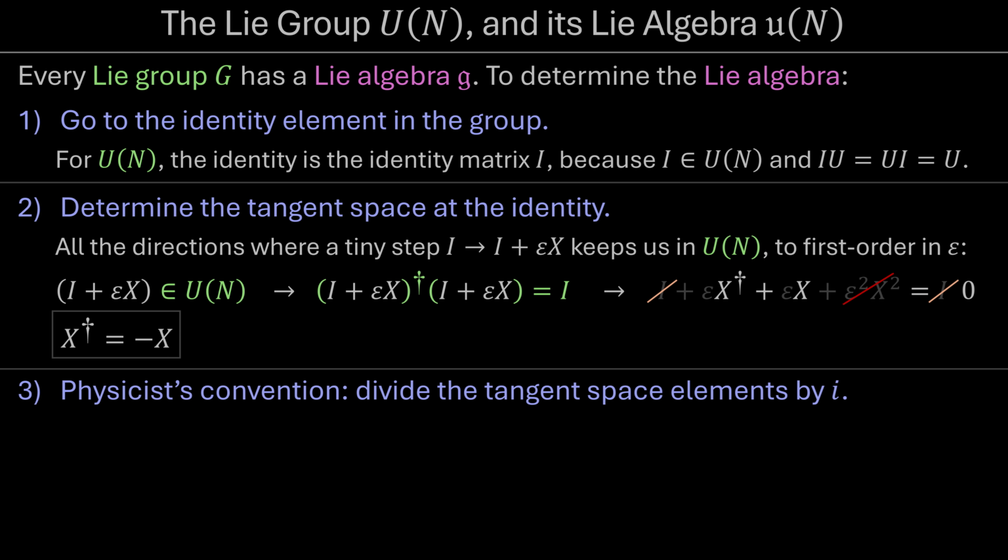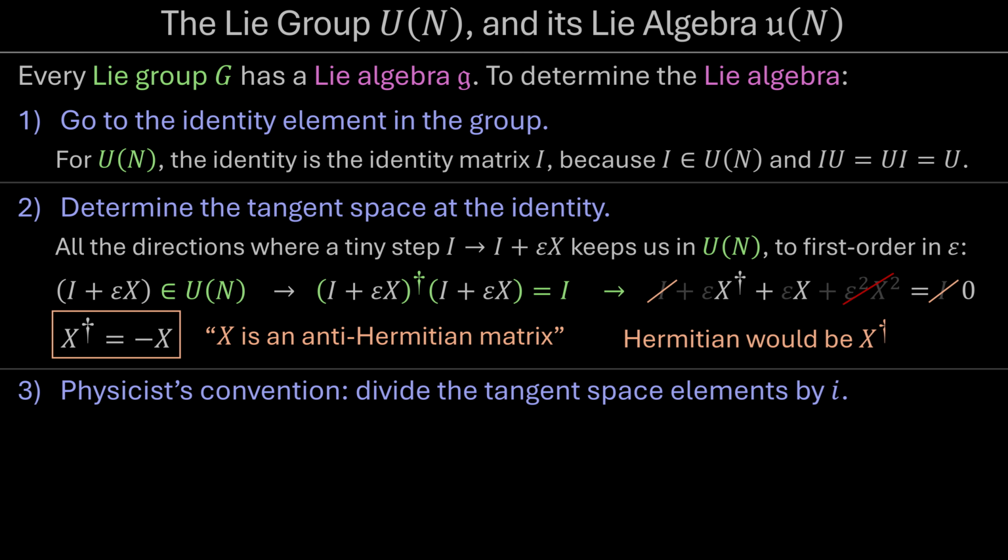Now, the transpose conjugate is often called the Hermitian conjugate, but I call it transpose conjugate because that's what it is. But anyway, this equation X dagger equals negative X is the defining characteristic of something known as an anti-Hermitian matrix. So a matrix is Hermitian if it equals its own transpose conjugate, and it's anti-Hermitian if it equals the negative of its own transpose conjugate.